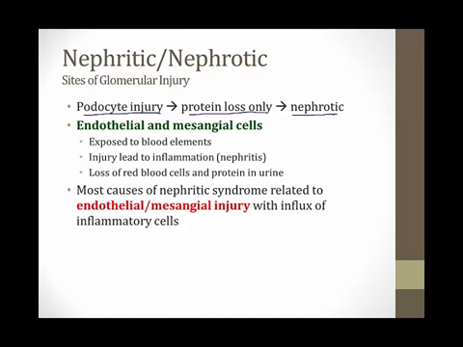When the site of glomerular injury includes the endothelial or mesangial cells, however, those cells are exposed to blood elements, including inflammatory cells. For this reason, damage to these cells leads to inflammation of the glomeruli, which is nephritis, and that leads to the presence of red cells and protein in the urine. So as we will see in this video, most causes of the nephritic syndrome are related to endothelial or mesangial injury with an influx of inflammatory cells, and this is what differentiates these pathologic processes from the ones that only involve the podocytes and lead to the nephrotic syndrome.